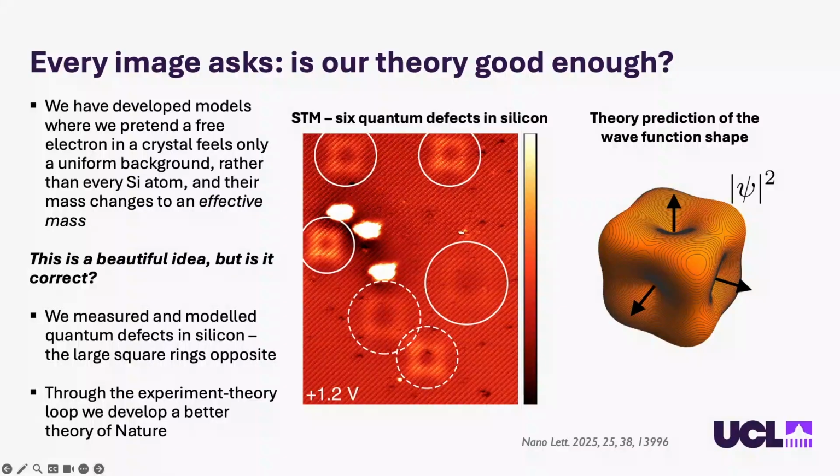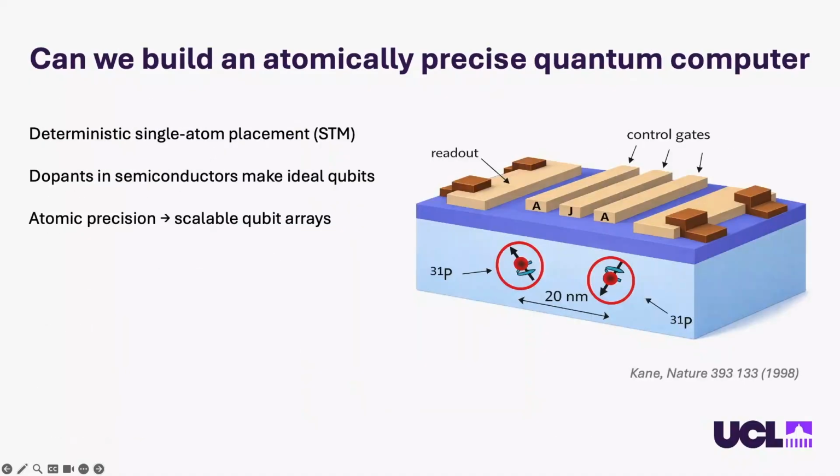And why are these interesting? This is a diagram that I was shown at the start of my PhD in 2000. This is a proposal for a quantum computer, and this quantum computer relies on positioning individual atoms into a silicon crystal. In the original proposal, these are phosphorus atoms. The blue box here is a piece of silicon. The red circle represents a single phosphorus atom, and you can see there's another single phosphorus atom that's 20 nanometers away.